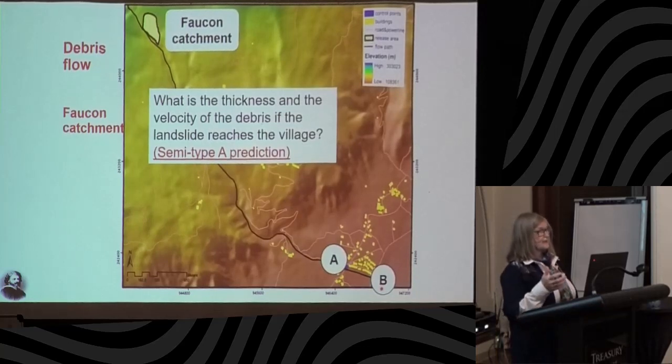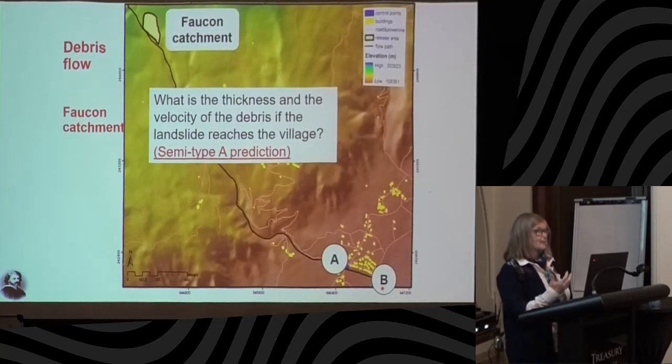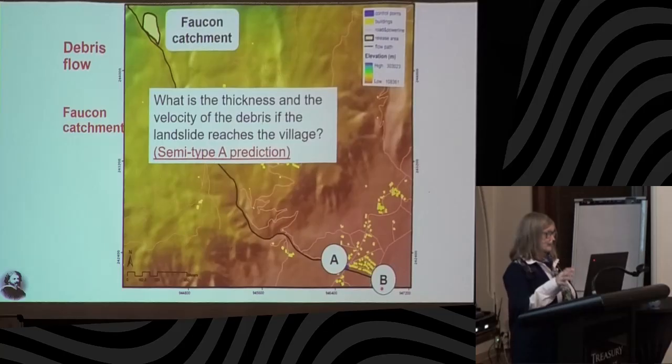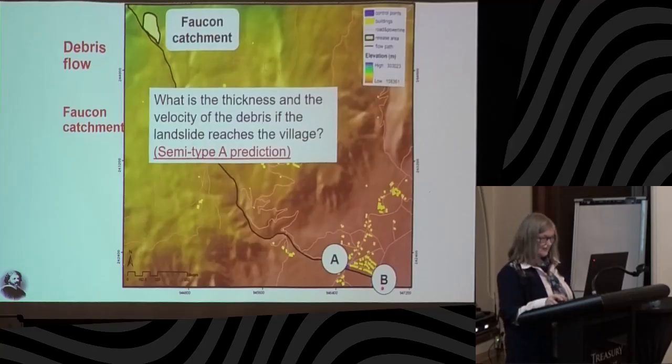This was a semi-type A prediction. A landslide had occurred before, but the person who was doing the analysis together with us was an NGI postdoc fellow, as we call him, and he did not know about the results. He did not even understand French, so he had to do his analysis without having seen the results.